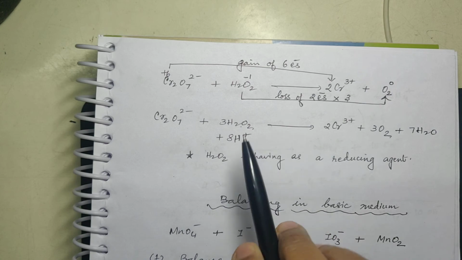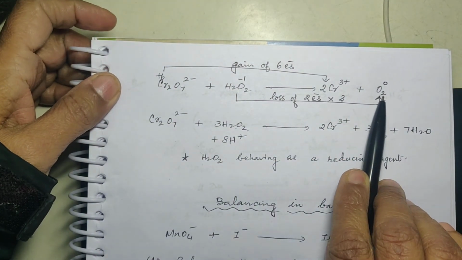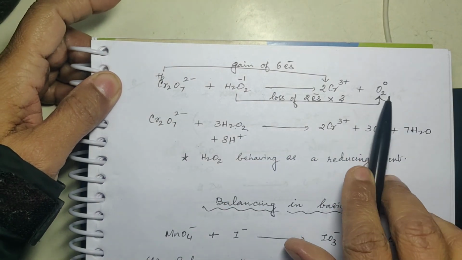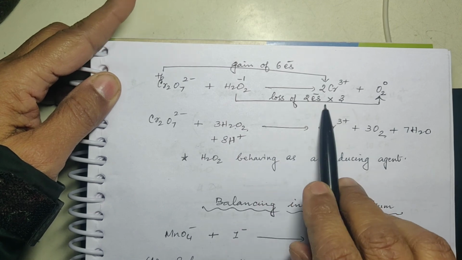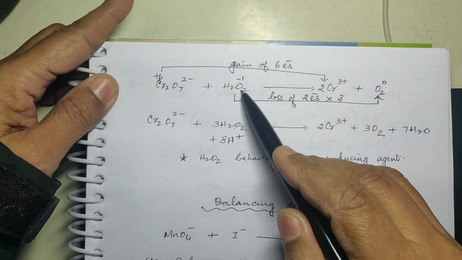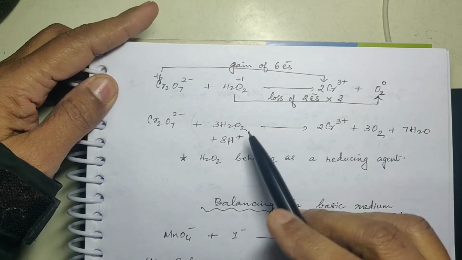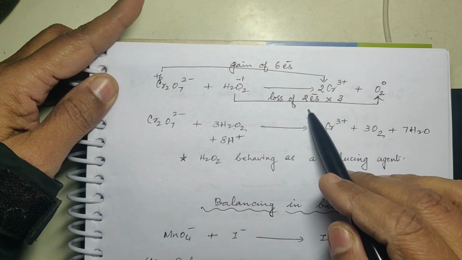Now look at the change in oxidation state here, from -1 to 0. There it was -1 to -2. Here it is -1 to 0. That means an increase in oxidation state. That is oxidation, loss of 2 electrons. How 2? On each oxygen it is -1, so on 2 oxygen atoms it is -2. So here it is 0. That is why there is a loss of 2 electrons.